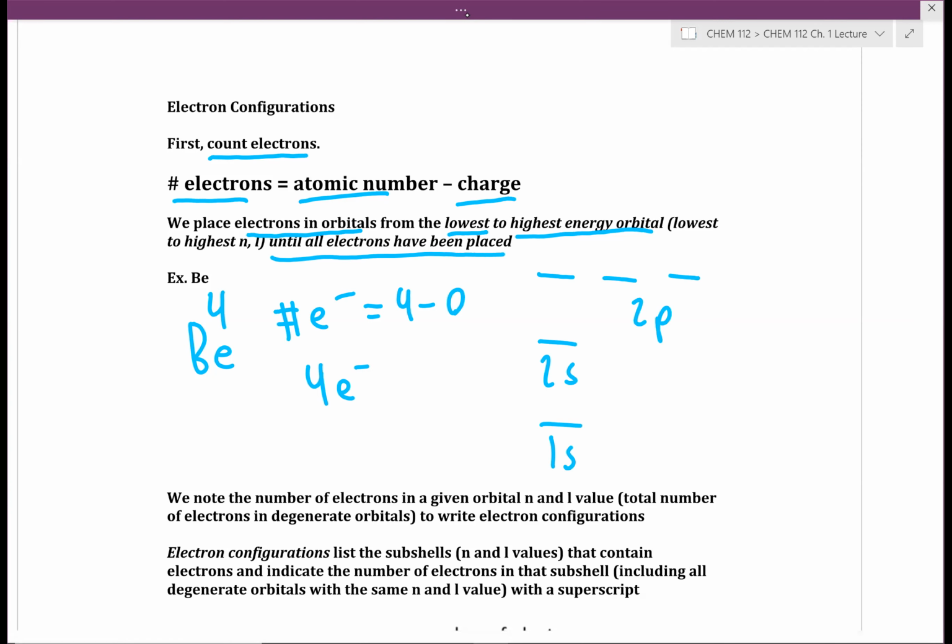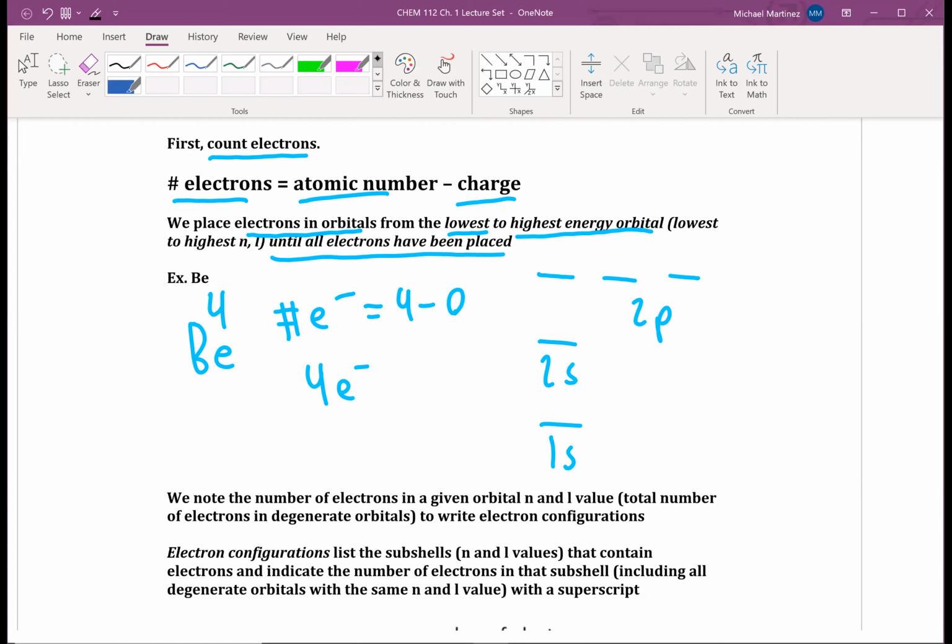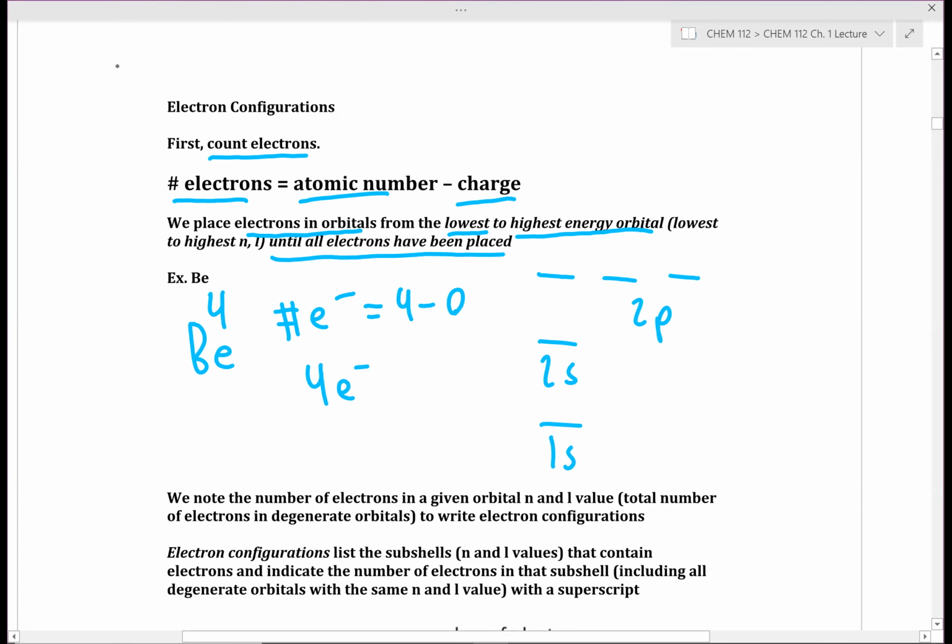Okay, now that we have our orbital energy diagram all set, we're now going to fill this orbital energy diagram with our electrons. So what orbital do we start filling first? 1s. It's the lowest in energy. And how many electrons can we put in the 1s? 2. Yep.